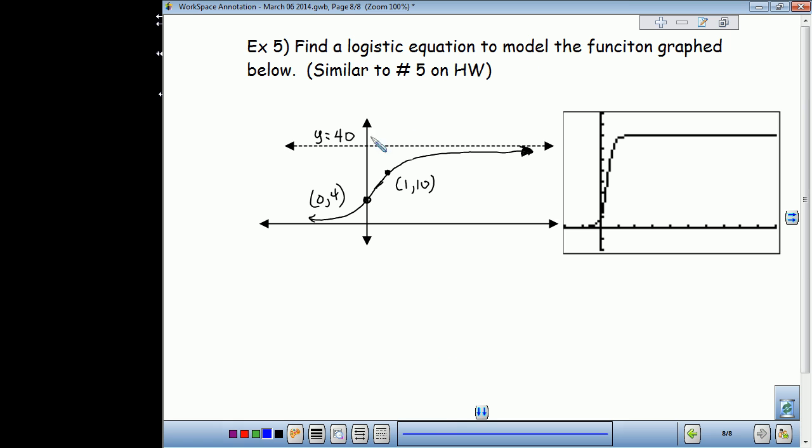Okay, here's the last one. Given a graph, find the equation that models the function. Well, it looks like a logistics equation, doesn't it? This is where I hand drew it. This is where I did it on my calculator. All right, so what's my limit to growth, guys? 40. What is the initial amount? 4. So can I find A? What would A have to be? 9. Because I'd need 40 divided by 10. So A has to be 9.